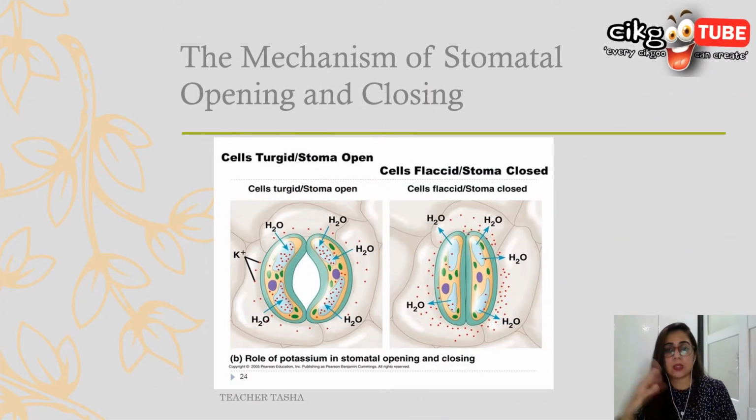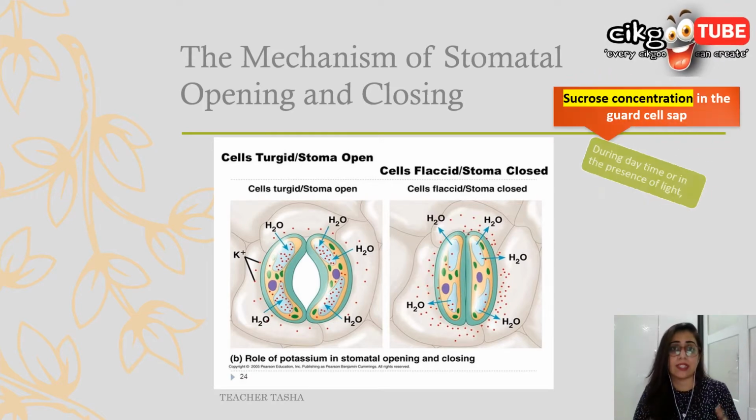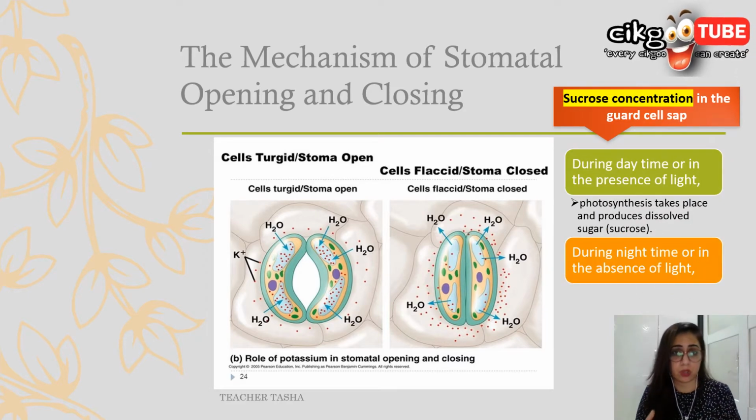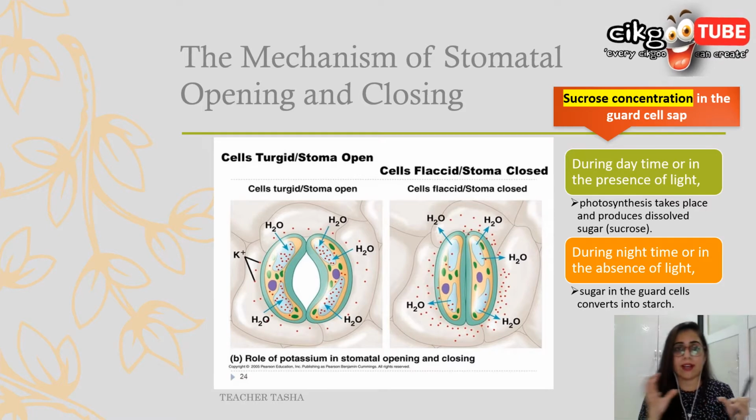Now let's look at the mechanism of stomatal opening and closing in general. We must know that oxygen and carbon dioxide diffuse in and out of the leaf through the stomata. The mechanism of stomatal opening and closing depends on the conditions of guard cells, whether they are turgid or flaccid. You know these terms from Chapter 3, Form 4 KSSM. So the mechanism of stomatal opening depends on whether the guard cells are turgid or flaccid.